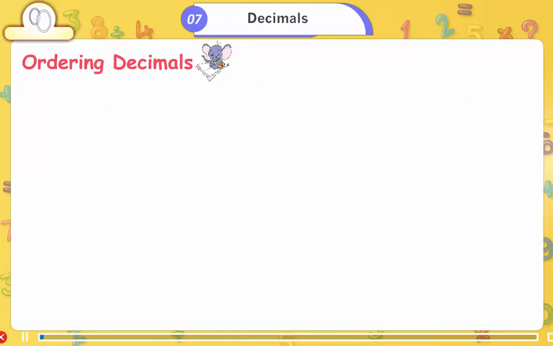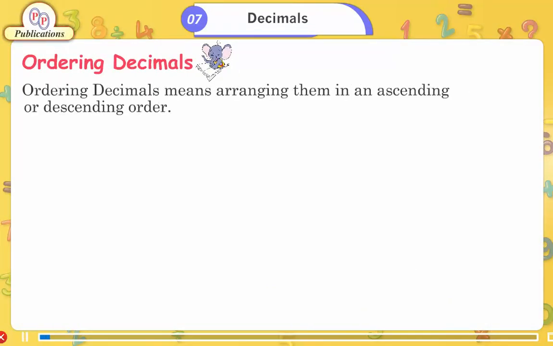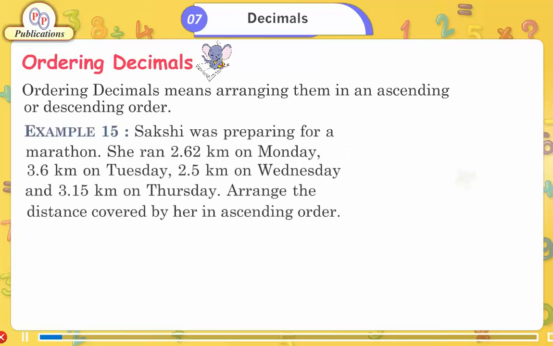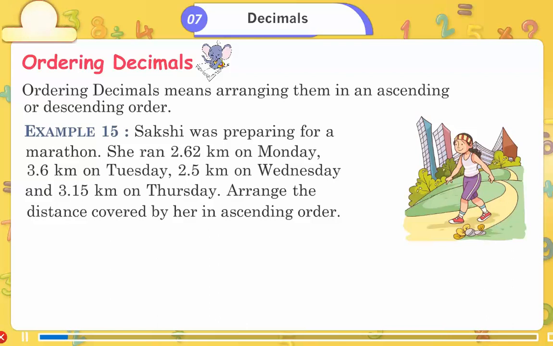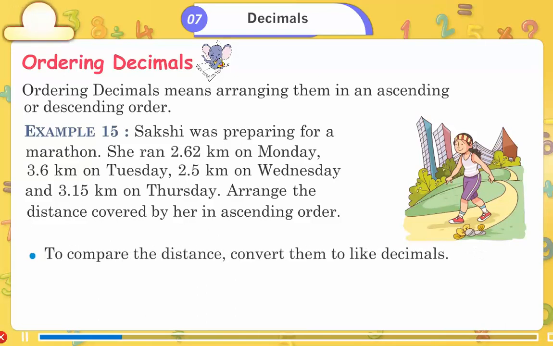Ordering decimals. Ordering decimals means arranging them in an ascending or descending order. Example 15. Sakshi was preparing for a marathon. She ran 2.62 kilometers on Monday, 3.6 kilometers on Tuesday, 2.5 kilometers on Wednesday, and 3.15 kilometers on Thursday. Arrange the distance covered by her in ascending order. To compare the distance, convert them to like decimals.